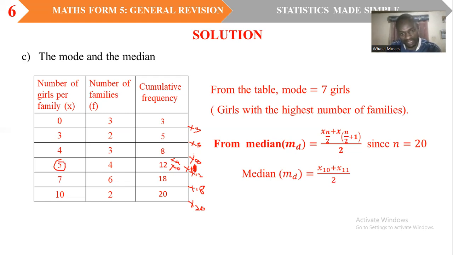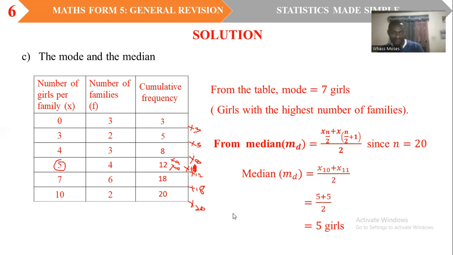So in that case, we notice that X10 now is 5, X11 is also 5. So which means that the median is 5 plus 5 over 2, still giving us 5. So the median is 5 girls.